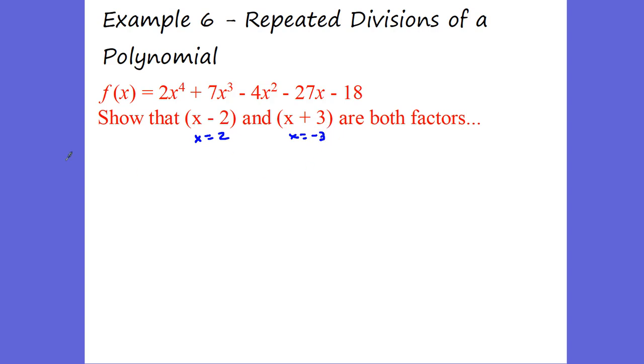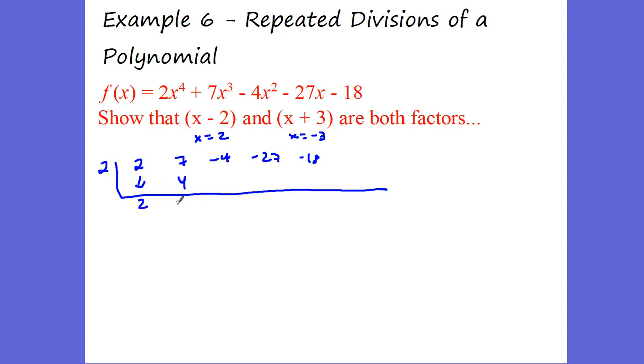We're trying to see if these are both factors. So we're going to do synthetic division because it's way, way, way easier than doing long division. We have 2x to the fourth, 7x to the third, negative 4x squared, negative 27x, negative 18. So we're going to bring this down.